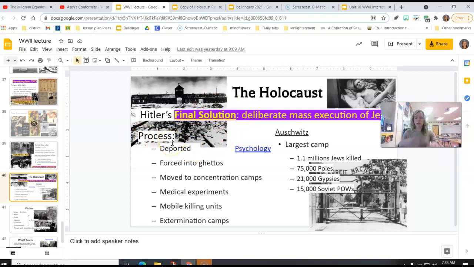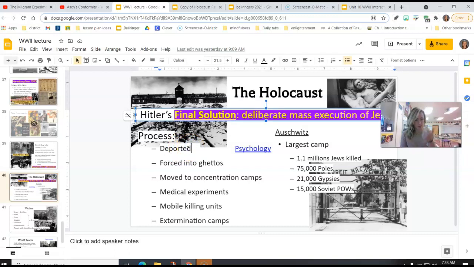It's not like he just comes in and says, hey, everybody in Germany, let's execute 12 million people, right? Instead, it starts in a process, like segregating them first, discriminating them first, creating propaganda, deporting them, forcing them into ghettos, like areas of towns that were walled off, then moving them to concentration camps, then using them in medical experiments, then mobile killing units, and then finally, of course, extermination camps, the largest of which was Auschwitz, where 1.1 million Jews were killed.